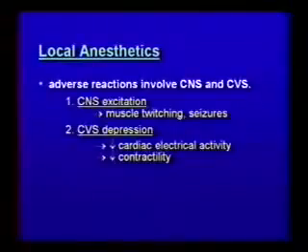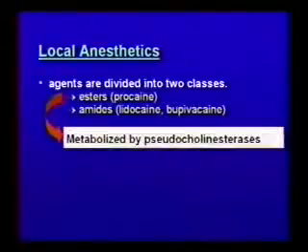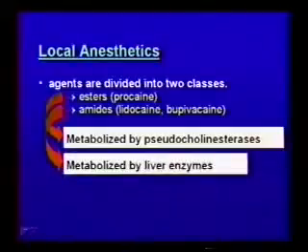Within the central nervous system, these agents are excitatory, which can be manifest as muscle twitching and seizures, which can lead to convulsions and death if not properly treated. And in the cardiovascular system, these agents can be quite profound depressants and lead to cardiovascular collapse if, again, given at toxic levels. There are two broad classes of local anesthetics, the ester anesthetics and the amides. These are chemical classifications.